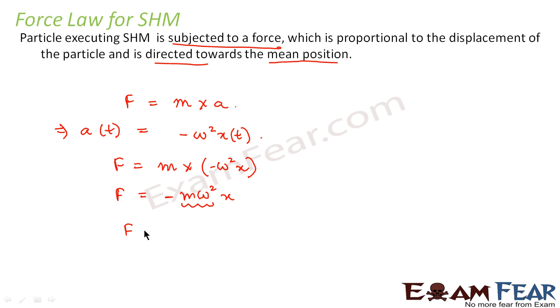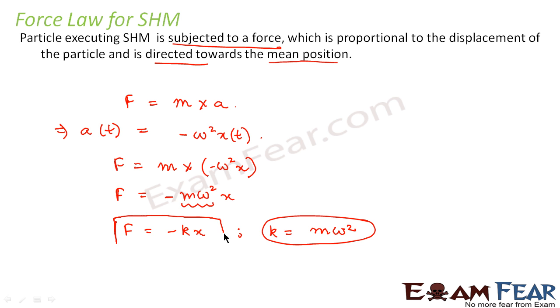This combination of mass and angular frequency is represented by a constant which is called k. So where k is equal to m omega square, and this k is often called the force constant. So we say that this force is represented as minus kx, where k is equal to m omega square and x is the displacement of the oscillating particle. This force is often known as the restoring force.